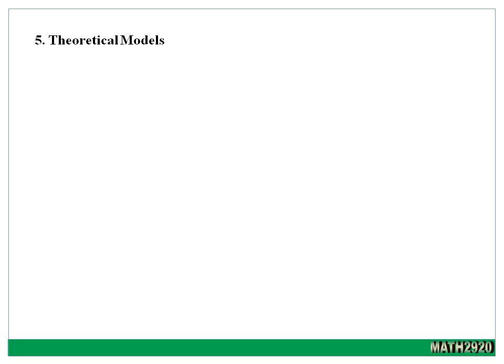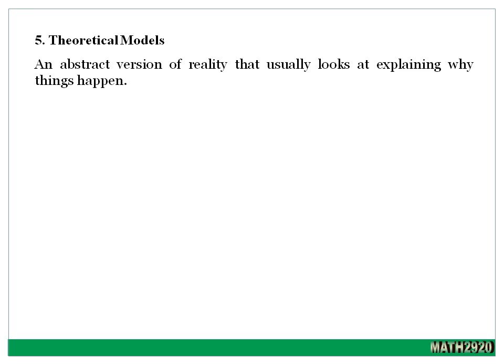Okay, and the final category in our types of models is going to be what I call theoretical models, and a lot of what the high school teachers would have done in their mathematical modelling classes would have been theoretical models. But theoretical models are abstract versions of reality, and they're usually looking at explaining why things happen. So in other words, you build your model and you see if the data actually agrees with what you observe, and if it does, then the way you built your model tells you what's important in that particular situation.